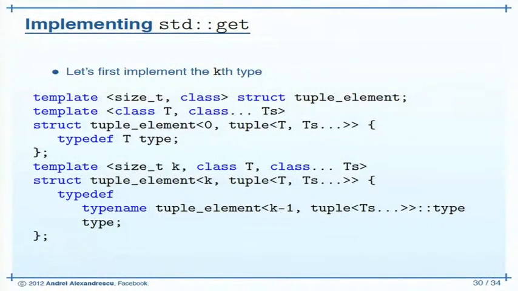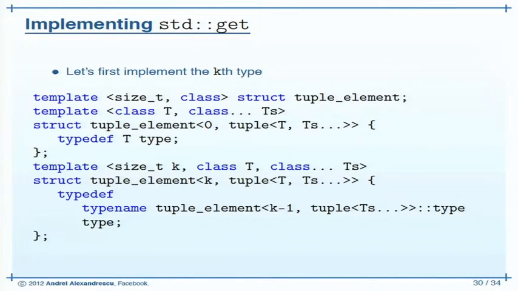So we say, well, template size_t and class struct tuple_element. This is sort of the incomplete declaration. And then we say, well, template of head and tail, class T and class... Ts. And we go, well, tuple_element of 0 and the tuple, bingo, it's the first element, 0, right? Bam, we return it. It's the type here. We just typed the filter symbolically.